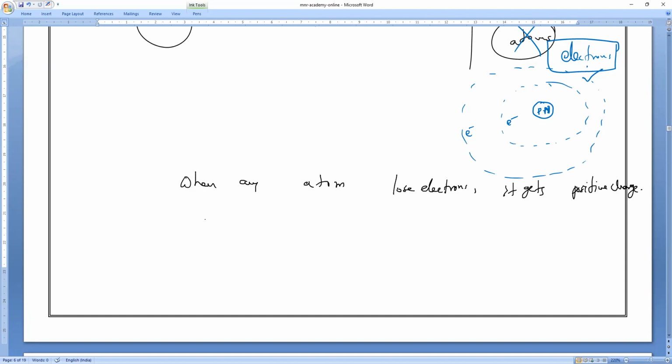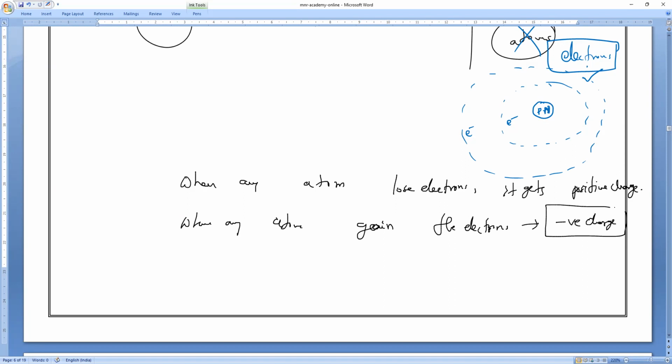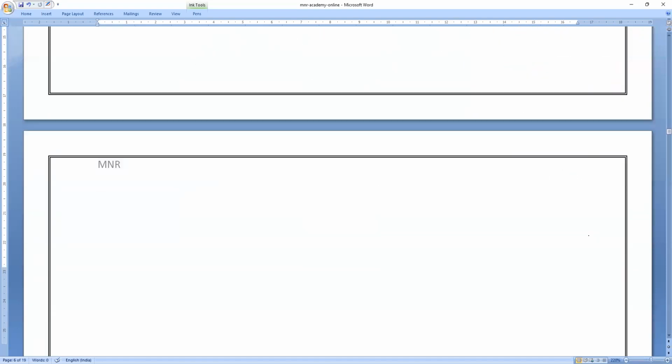Next, all of you, if any atom gains electrons, then what do we call it? This is positive: lost the electrons, positive charge. Gain the electrons, what do we call it? Everybody, please, guys. Negative charge. Negatively charged ions. So, I want to say simply ion.